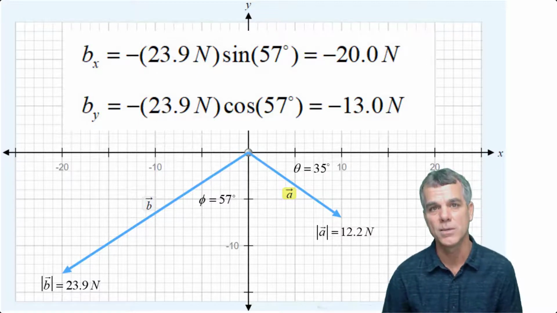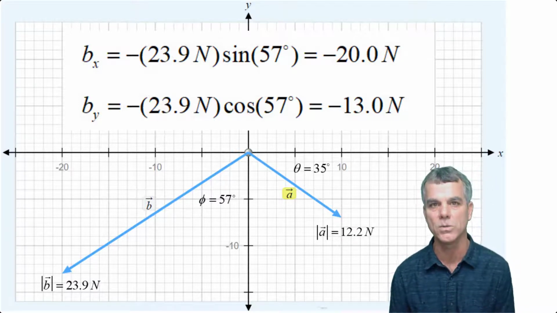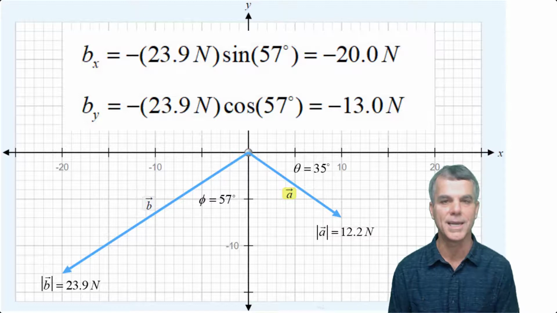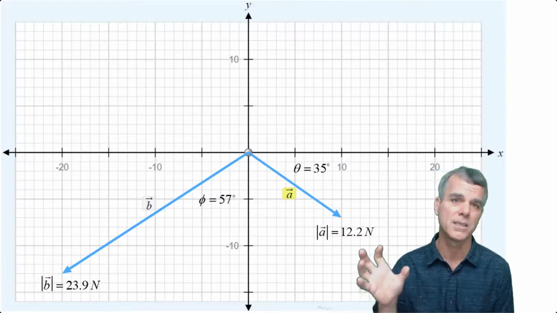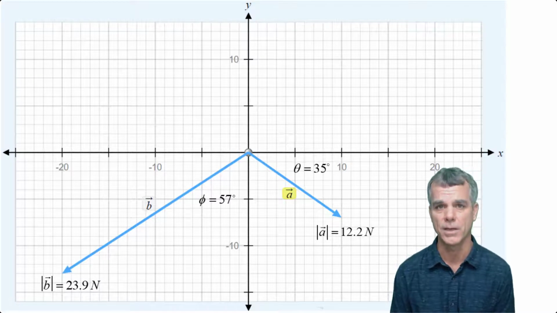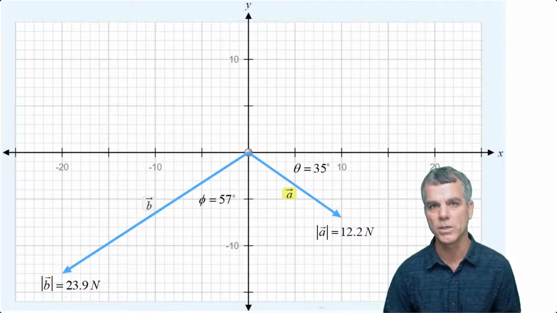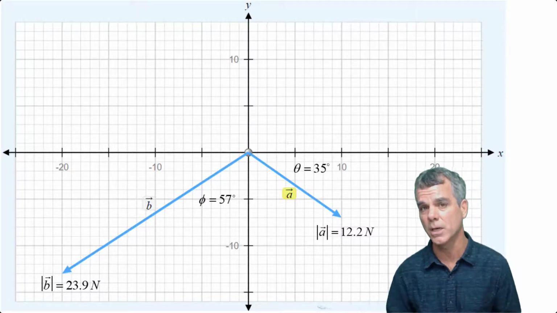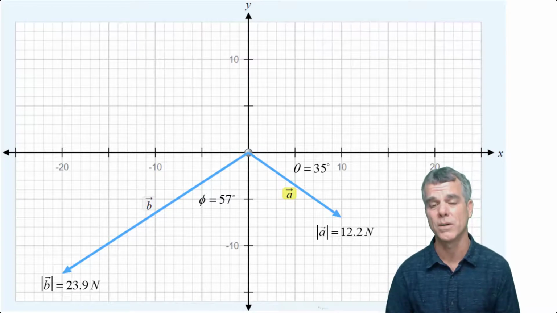What we get for the x and y components of vector B are, the x component is negative 20 newtons, the y component is negative 13 newtons. So that was step 1. Calculate the x and y components of each vector. Step 2, very simple. All we do is add all of the x components together to get the x component of our sum, and we add all of the y components together to get the y component of our sum.